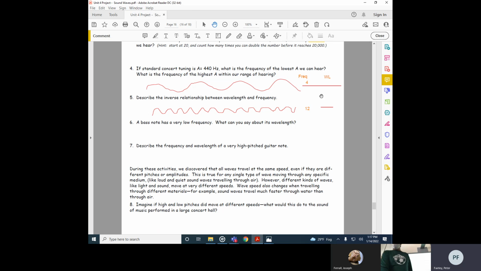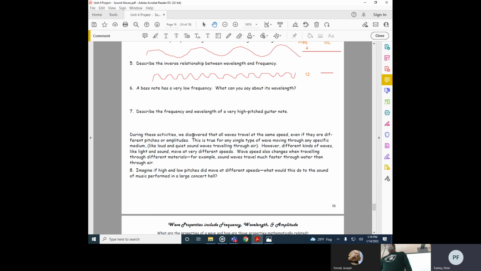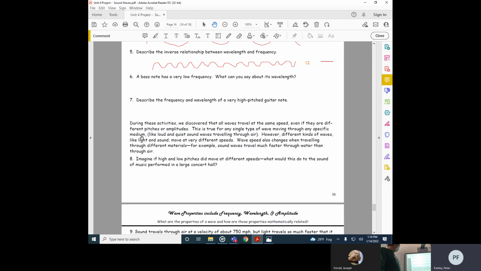And then I'm going to leave you to figure out 6 and 7 for yourself. Describe frequency and wavelength about these different notes. And that takes us to this paragraph at the bottom of page 16. So I'm not giving you time to answer all these questions right now, am I? No, because we got to be ready for our final exam. But I am giving you some hints of things to think about for the different questions, right? So please jump ahead with me, stop what you're doing, and jump down here to number 8.